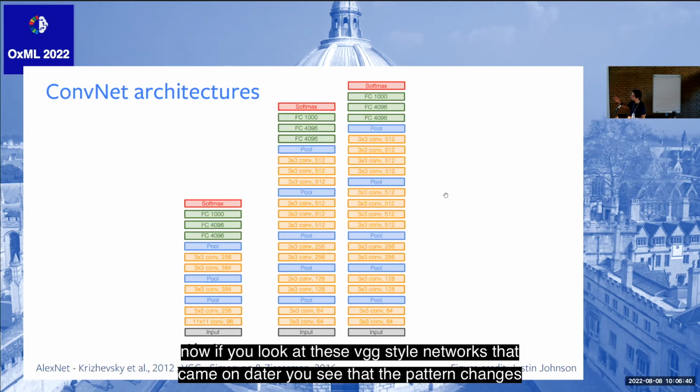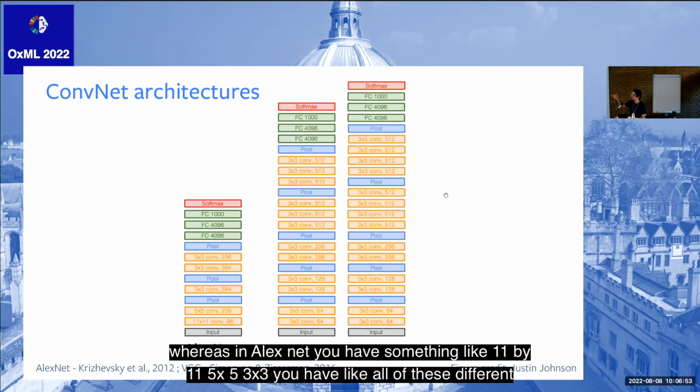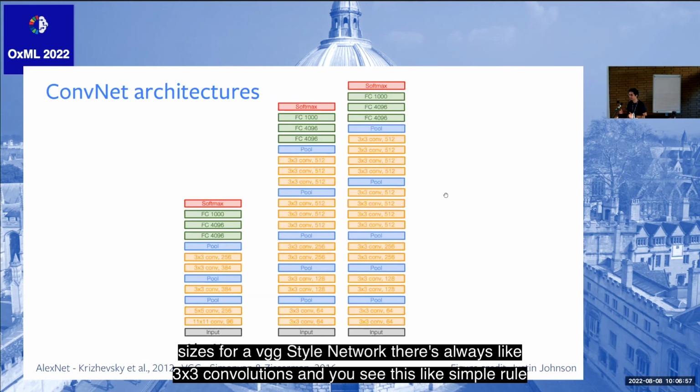Now, if you look at these VGG-style networks that came on later, you see that the pattern changes a little bit. All the convolutions in this case are very regular. They're 3 cross 3. Whereas in AlexNet, you have something like 11 by 11, 5 by 5, 3 by 3. You have all of these different sizes. For a VGG-style network, there are always 3 by 3 convolutions.